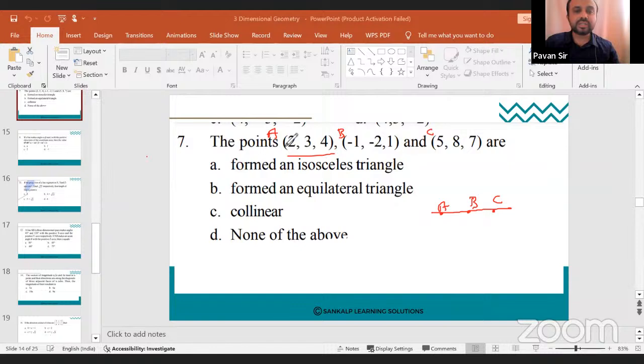Try to find the direction cosines of AB and the direction cosines of AC. You will come to know the hint. What are the direction cosines of AB? DC of AB, what are they?